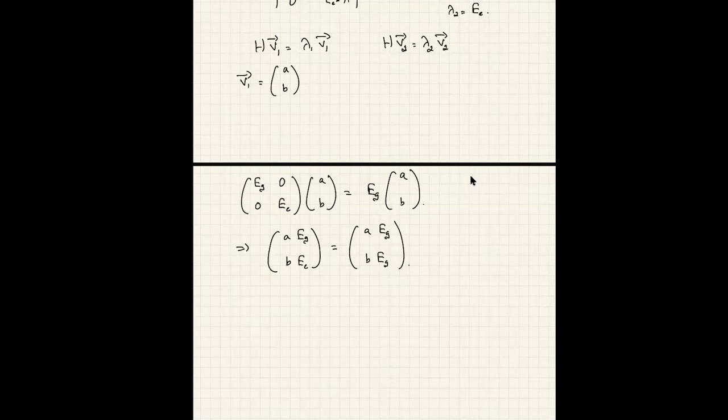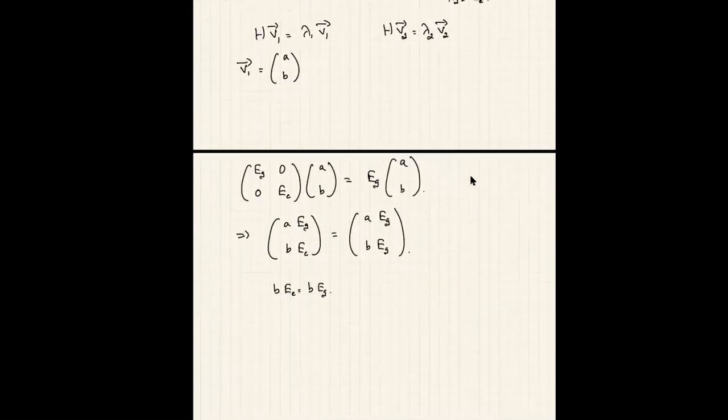Okay. So this tells me the first equation does not tell me anything. It simply says AEG equals AEG, which is obviously true. The second equation tells me BEE equals BEG. Now this equation is obviously untrue because this tells me that EE equals EG. But I have assumed that the eigenvalues are non-degenerate, which means eigenvalues are distinct.